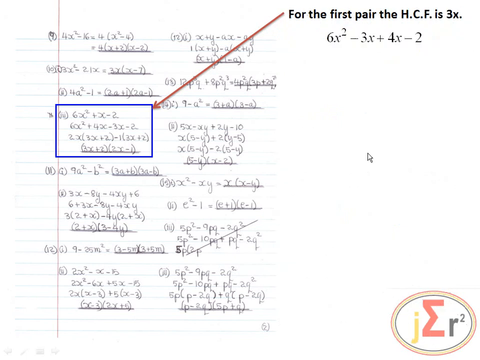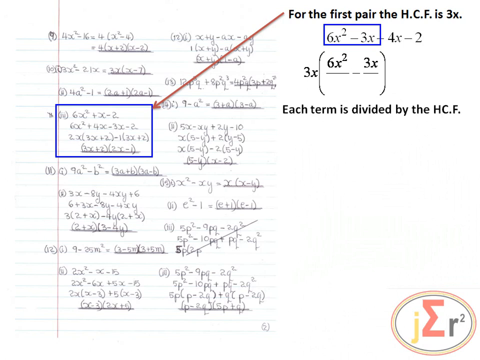For the first pair, the HCF is 3x. Taking 3x out, 3x is our common factor, and as we take our common factor, we will divide each term by the highest common factor. 3x into 6x squared, 3 into 6 is 2, x into x squared is x, 2x. And what do we know right here? It cancels completely, and as we have said before, when we have a complete cancellation, it cancels to 1. Anything divided by itself is equal to 1.